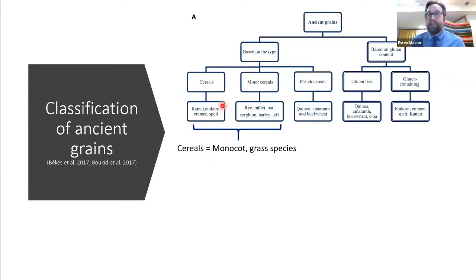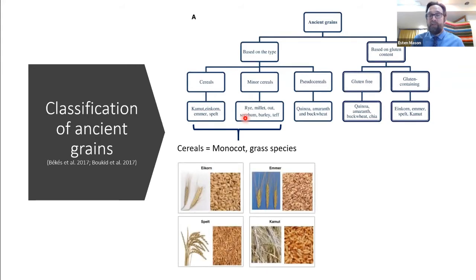And so you would have things like einkorn and emmer and spelt as ancient grains, and then also rye, millet, oats, sorghum, barley, teff, and others. And then we have this other, oh, sorry. So yeah, just here's some pictures. So einkorn, emmer, spelt, and CIMMYT as well.